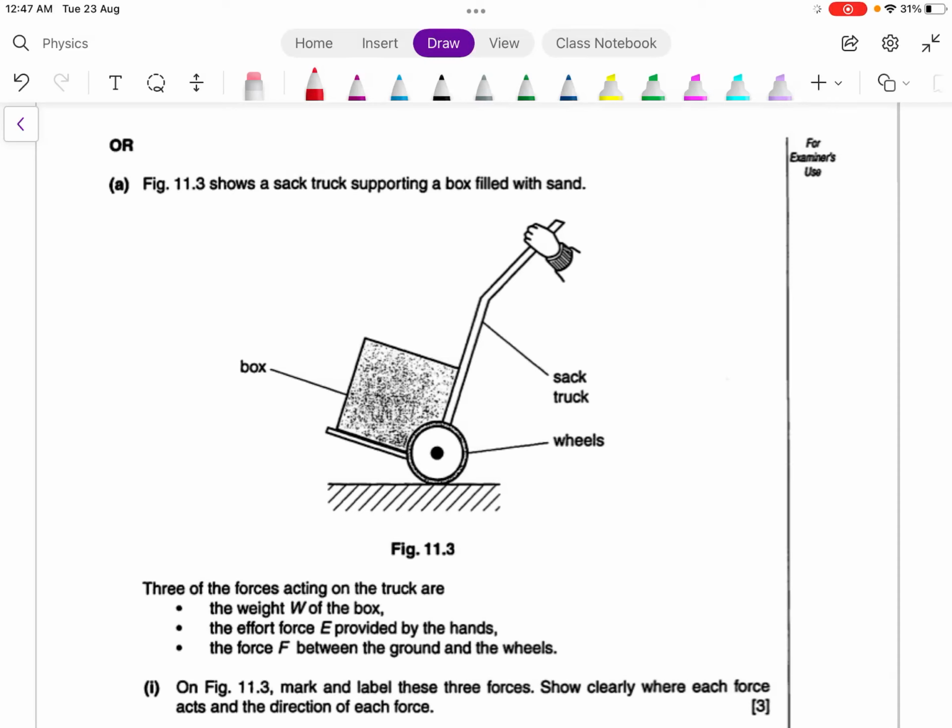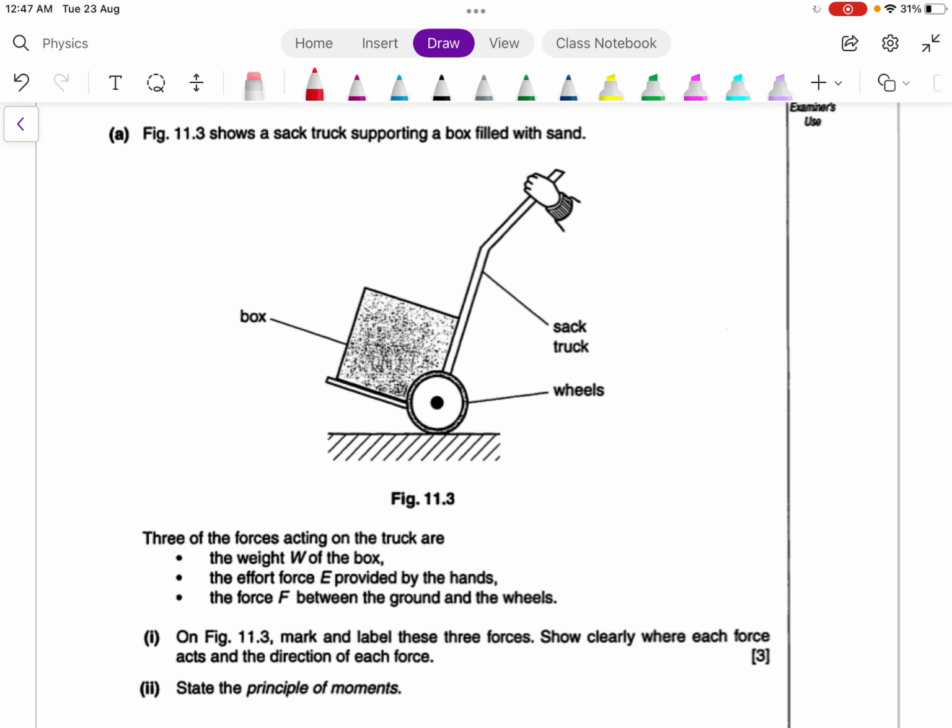Alright, so this is a 2011 question 11. I believe it's question 11, either-or question. Okay, so this either-or question is a principle of moment question. So we have this sack truck supporting a box filled with sand. So three of the forces acting are the weight of the box, the effort E provided by the hands, and the force F between the ground and the wheels.